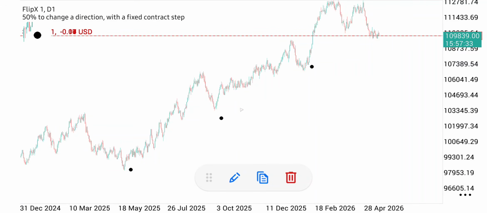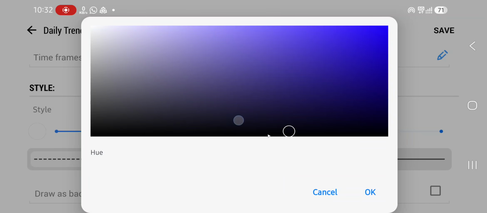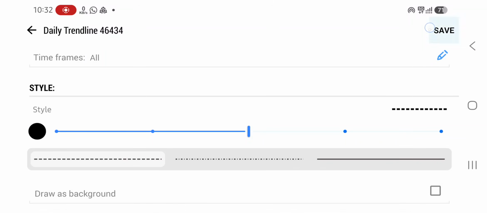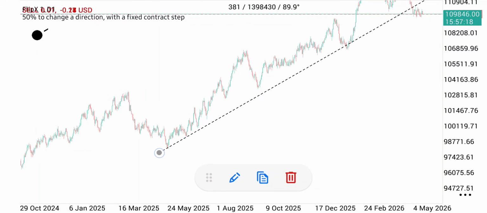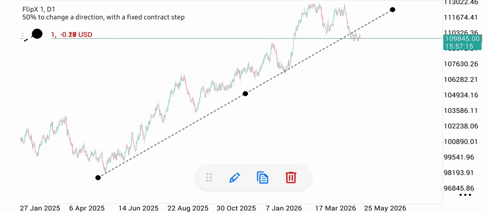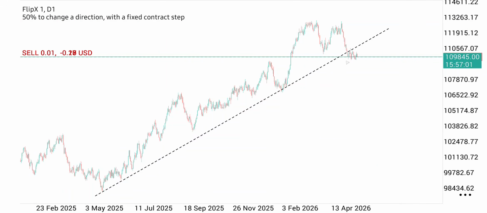Let me change color here. Let's see how it will look. So we have our trend line here, which is connecting two touches, this one and this one. As you can see here, guys, price made a breakout of this trend line. The breakout signifies a possible trend change as well.